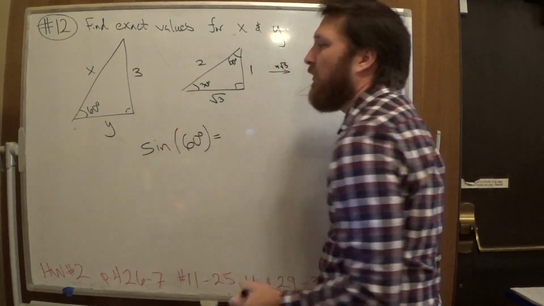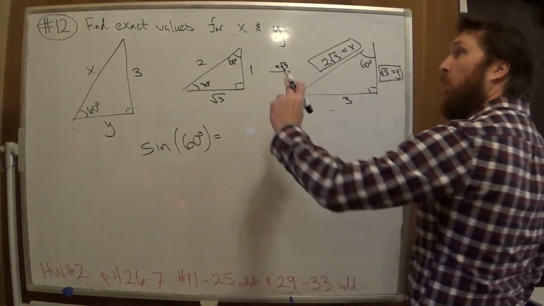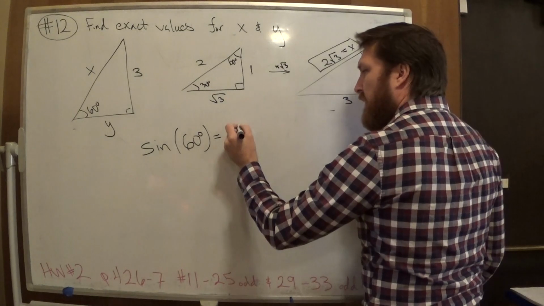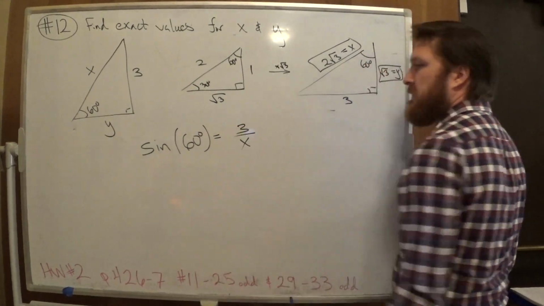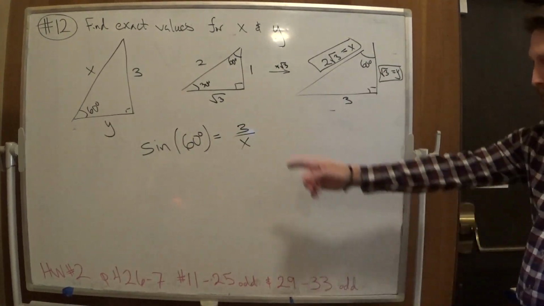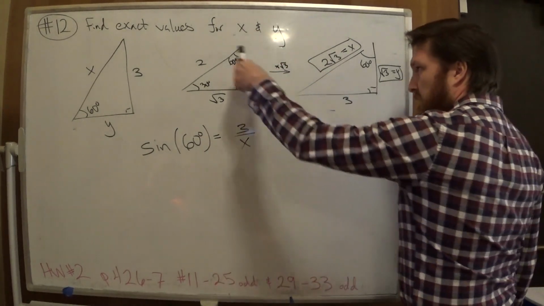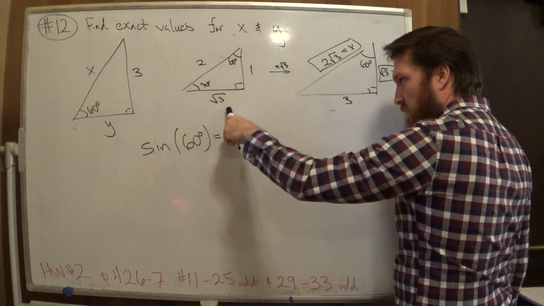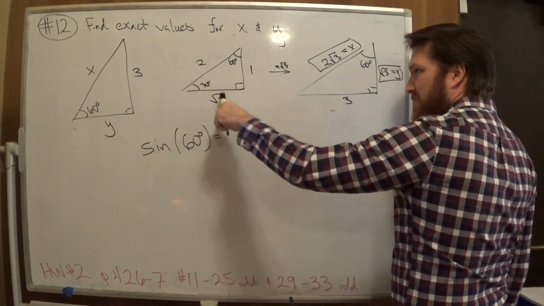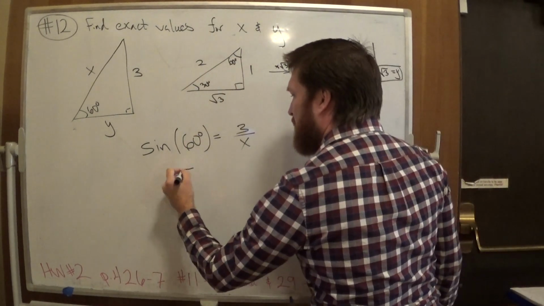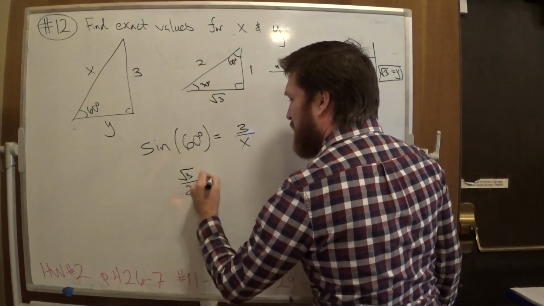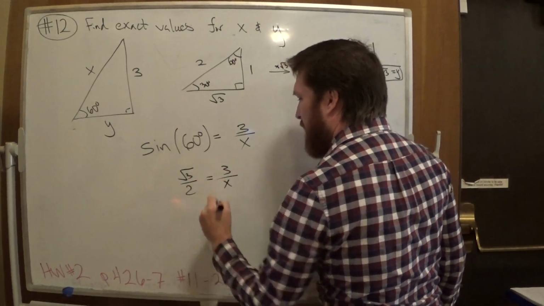Sine of that angle, which happens to be 60, is what over what? 3 over x. And now, we can actually compute what sine 60 is. What is sine 60? Root 3 over 2, because it's opposite over hypotenuse. And so we have root 3 over 2 is equal to 3 over x.